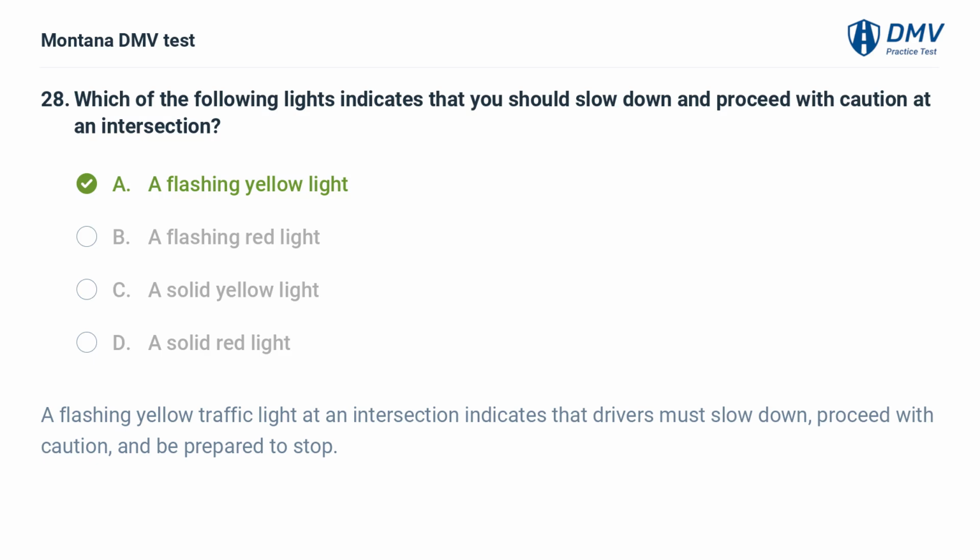A. A flashing yellow light. A flashing yellow traffic light at an intersection indicates that drivers must slow down, proceed with caution, and be prepared to stop.